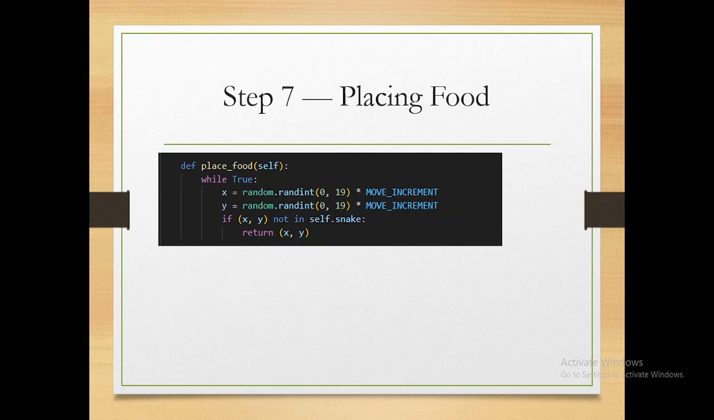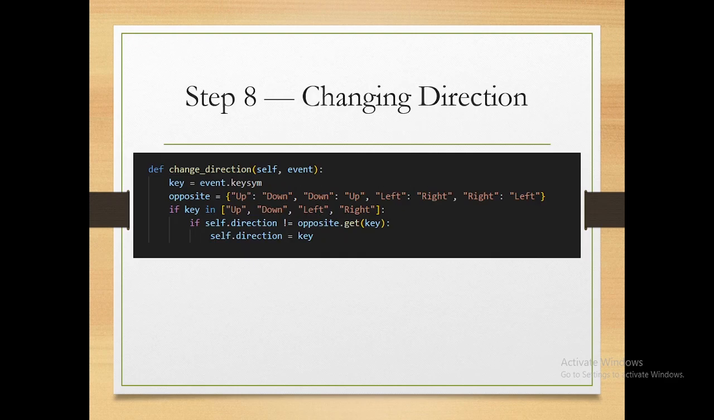Step number 8. Handling direction changes. The change direction method controls how the snake changes direction when the player presses an arrow key. It takes the key that was pressed and stores it in a variable called key. We create a dictionary called opposite that lists the opposite directions, for example, up is opposite to down, and left is opposite to right. Next, we check if the key pressed is one of the 4 arrow keys.